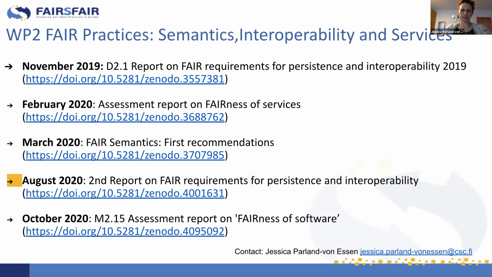This webinar is produced by Work Package 2, which is called FAIR Practices, Semantics, Interoperability and Services, and more specifically, task 2.1. In this package, we are working with the FAIR data point and technical solutions and recommendations for FAIR semantics. This is just an example of some of the outputs. For instance, for the FAIR semantics, we already have the second set of recommendations, the updated recommendations, published in December.